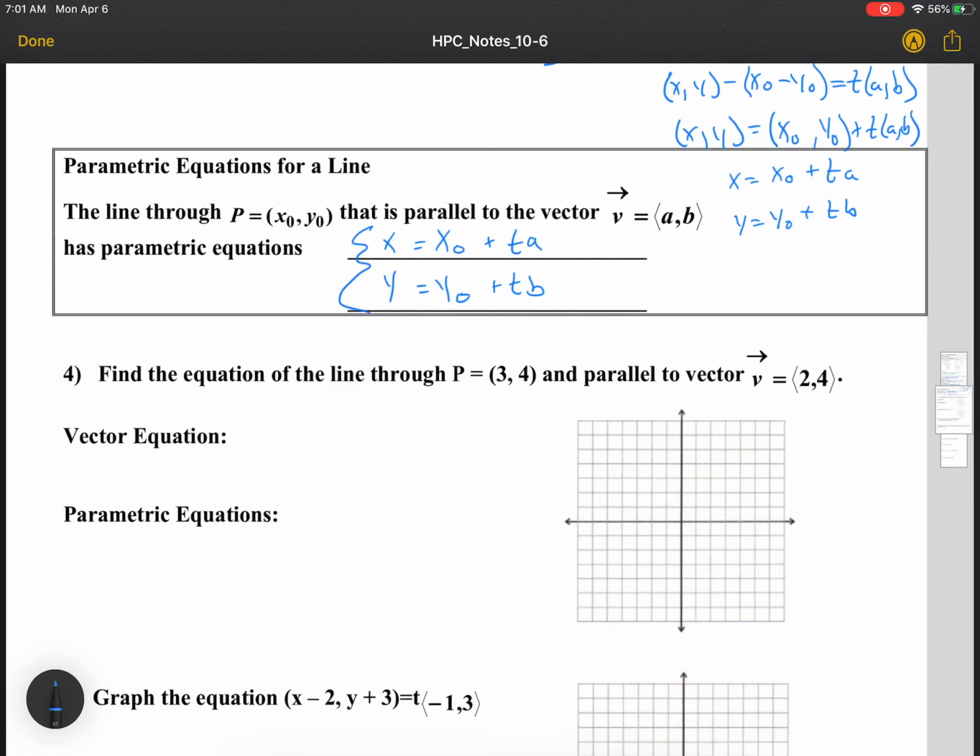Find the equation of the line through point 3, 4 and parallel to vector 2, 4. So vector equation. We just got to plug stuff into our equation. Vector equation. It's going to be x minus r, x point, y minus r, y point, equals t and our vector. Okay, nothing too crazy. Parametric equations. All right, same thing. We're plugging in our point. Then we're plugging in our vector, attaching it to t.